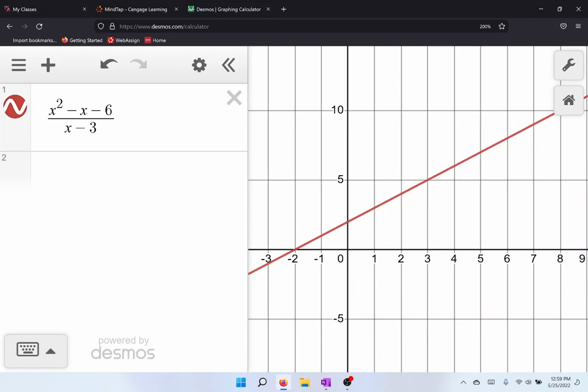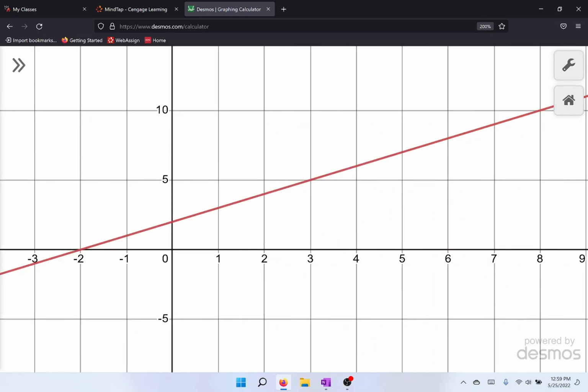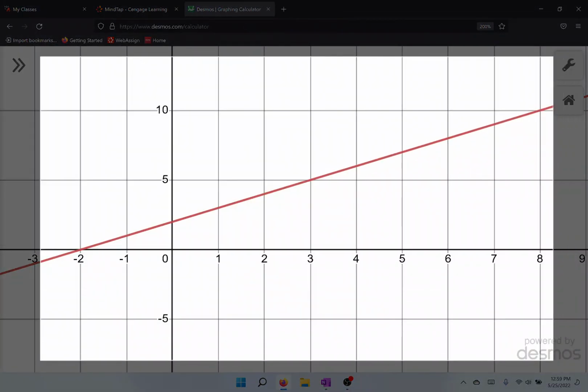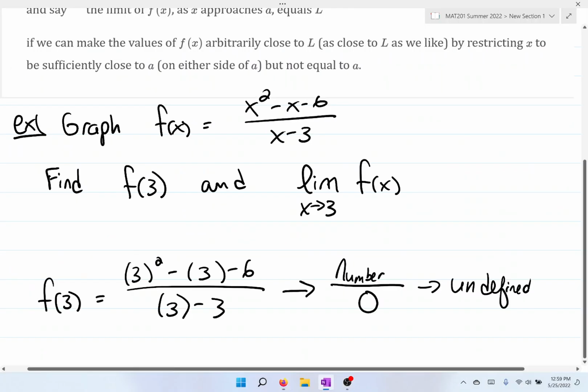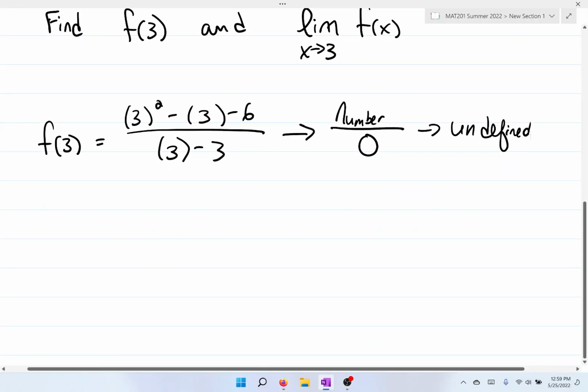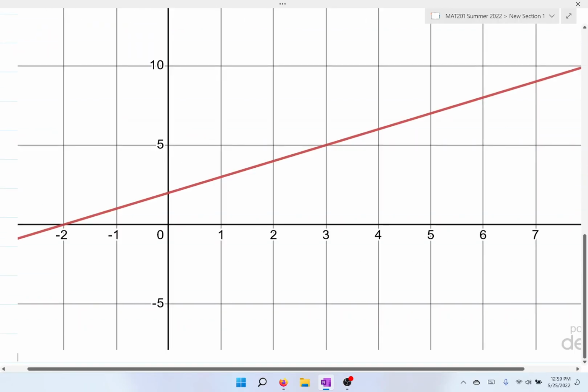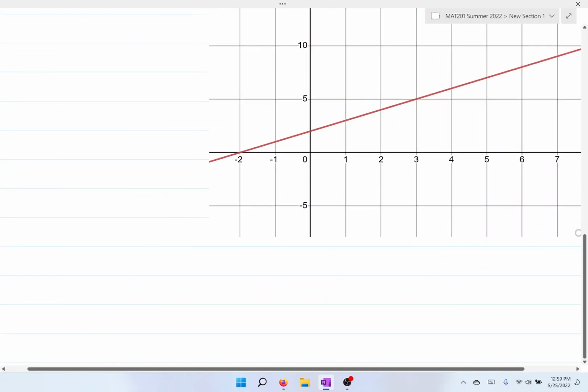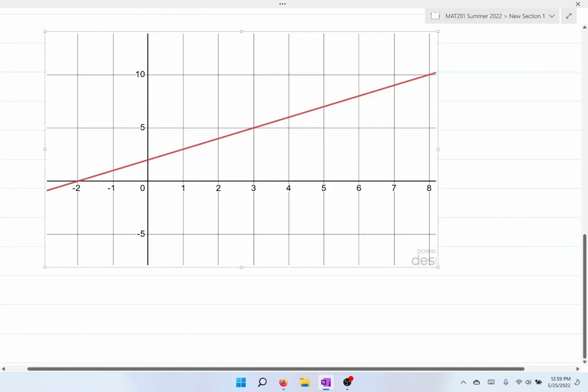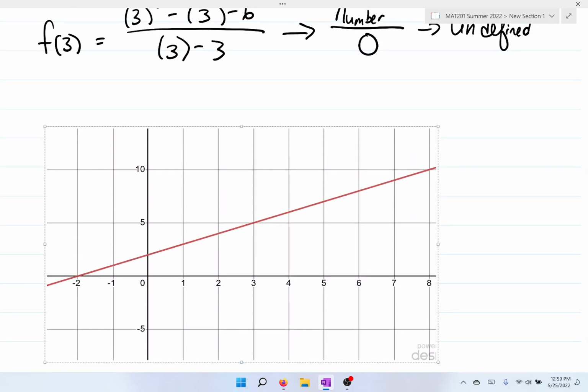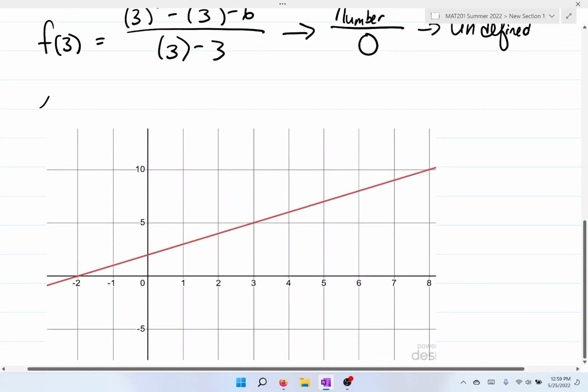So let's go back and I'm going to copy and paste this into our notes. Just give me 1 second here, because I really want us to evaluate this second part. All right, so that is rather large. There we go. The second thing I wanted you to do is evaluate the limit as x approaches 3 of f of x, and figure out what that is equal to.